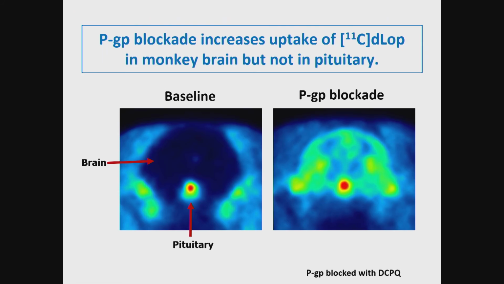Going up the phylogenetic tree, this looks at the uptake in a monkey brain. This is a coronal section through a monkey brain, and here's the pituitary for reference. We don't have a knockout monkey, but we can give a drug that will block PGP. And we see that if we block the PGP, the drug is allowed to get into the brain, and the monkey would presumably be getting high.